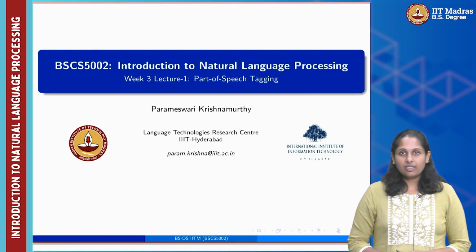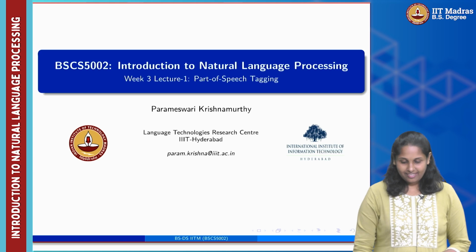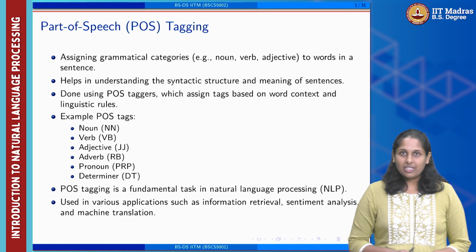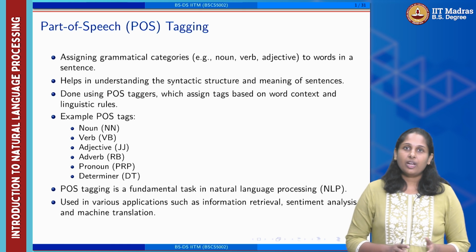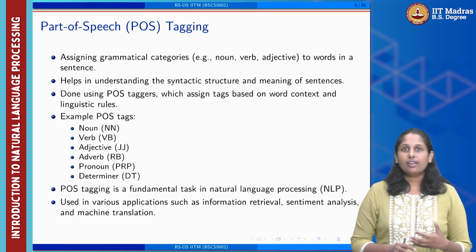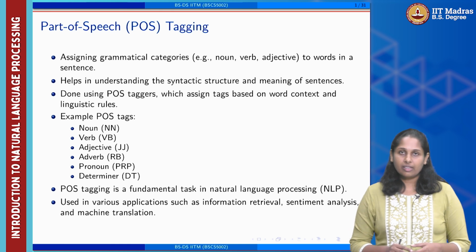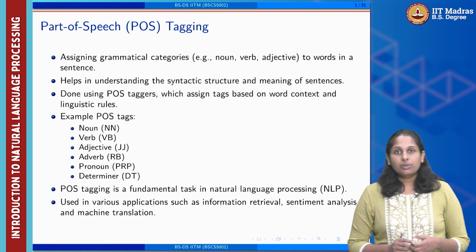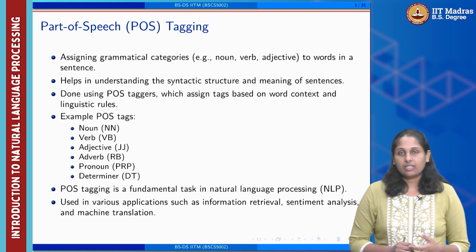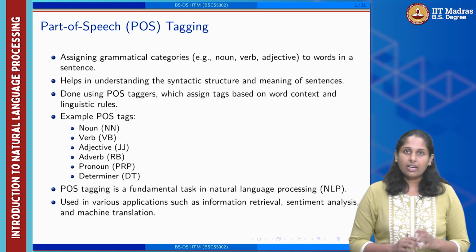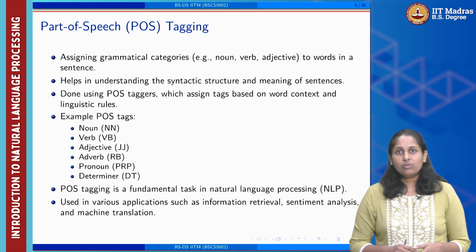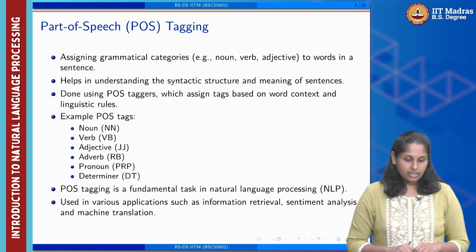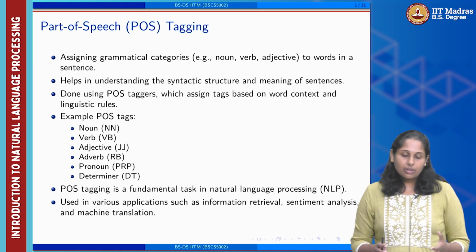So, today's lecture is on part of speech tagging. Part of speech tagging is again one of the very important steps done on the data, so that the data looks very rich in its linguistic representation. The task of POS, or part of speech tagging, is assigning grammatical categories like noun, verb, adjective to words in a sentence. Why is it required?